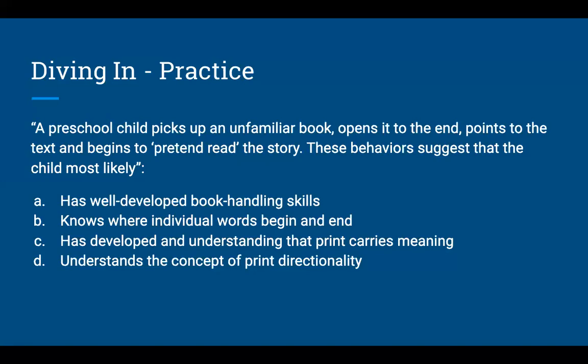A child that's picking up a book, opening it to the end, pointing to words, and pretend reading is demonstrating that they know that the writing in the book is how you produce the words for the story. So that would work. And then D, understands the concept of print directionality. Again, we just have points to the text. For all we know, they could be pointing from right to left, top to bottom. So at the surface level, a student that opens up a book, points to the text, and is pretending to read it is demonstrating that print carries meaning by looking at the text and saying words.